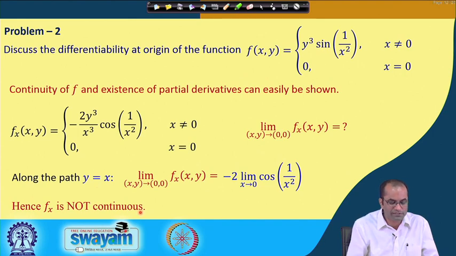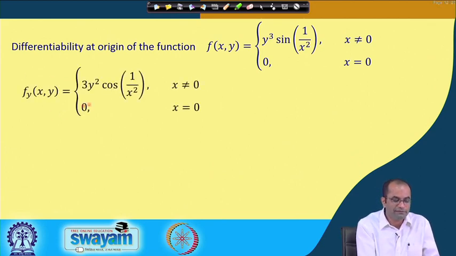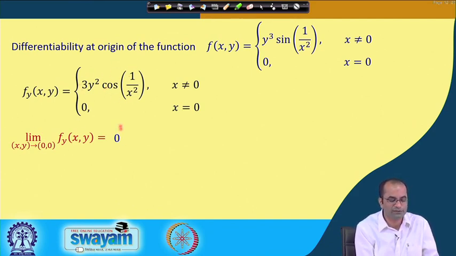So, in this case f_x is not continuous. We will now check the continuity of the other. Here, f_y we can compute by treating x as constant. So, this will be just 3y² when x is not equal to 0, and 0 when x is equal to 0. So, we will again take the limit as (x, y) goes to (0, 0) of f_y at the point (x, y). Here the situation is now different. When (x, y) goes to (0, 0), this term will go to 0 and something finite is sitting here. So, in this case there is no problem in getting this limit as 0.